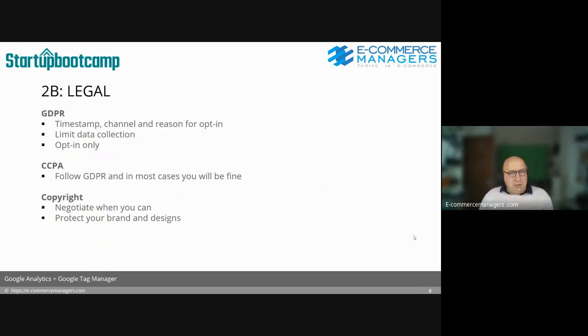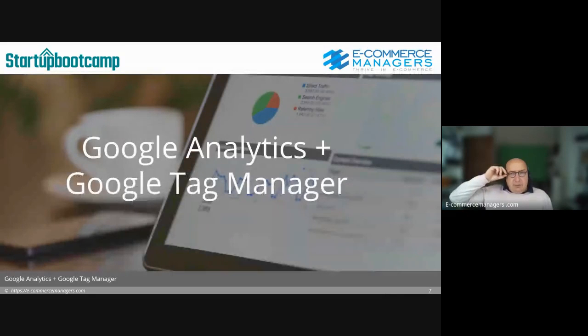And last Wednesday, we talked about GDPR. That's important to collect opt-in data only, with a timestamp, a channel, and a reason for the opt-in. And the reason is a product or request for information, etc. Limit the data collection. The Californian Consumer Privacy Act: if you just follow the GDPR and make sure you are compliant with it, in most cases you will be fine. Copyright: negotiate whenever you can, or you're in a position to do negotiations. Protect your brand and designs by registering trademarks, especially if you go global, with the Madrid Treaty for international copyright.